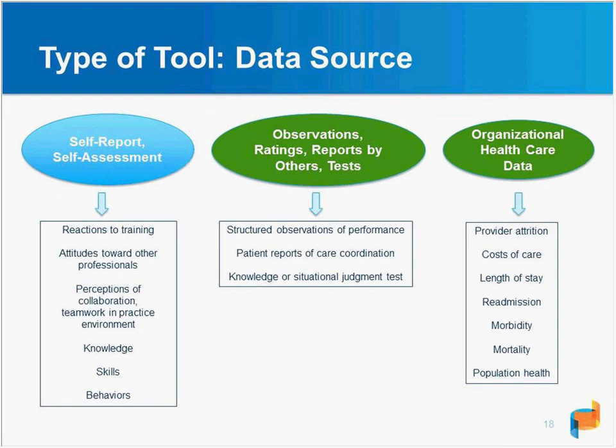There are many different kinds of measurement tools, and as you begin to review them, keep in mind several important distinctions. The first concerns the source of data. Is this instrument designed to collect self-reported information, or information from an outside source such as observations, ratings from others, tests, or data extracted from organizational or healthcare records? This slide shows examples of the kinds of information that might be gained from each of these sources.